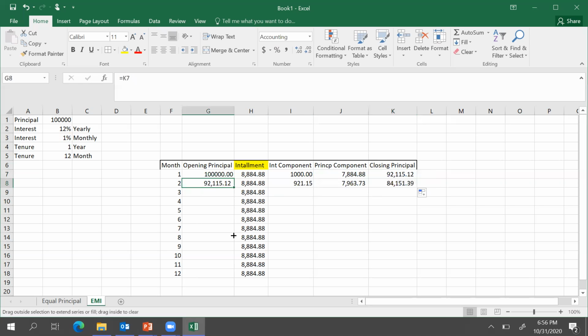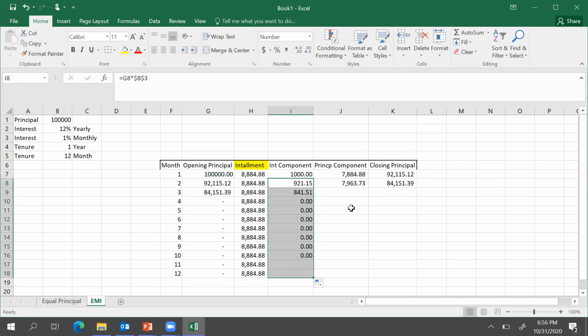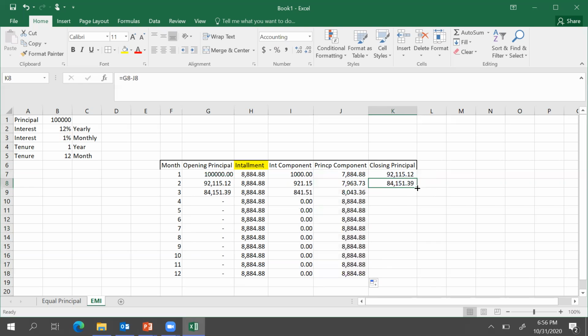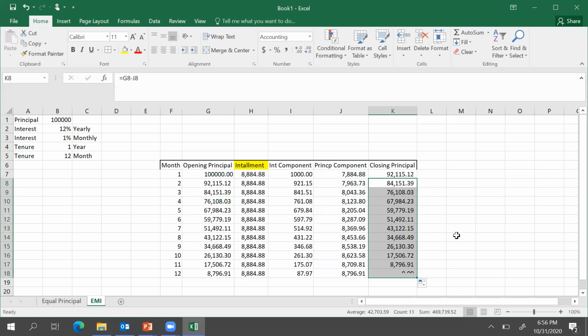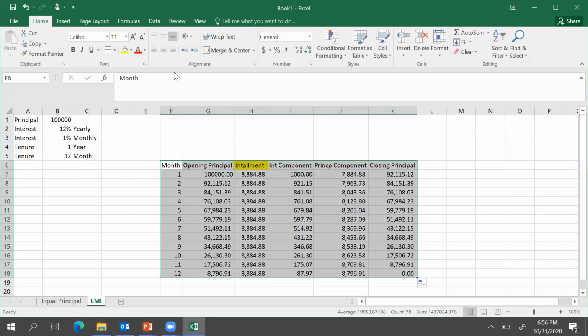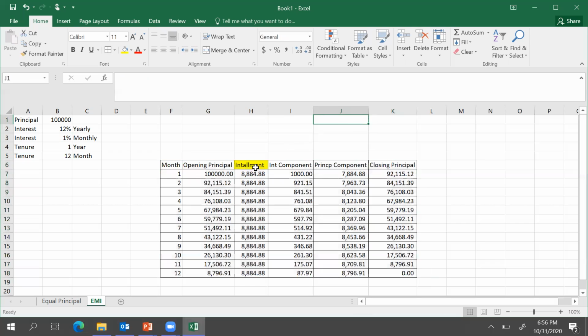So now I will drag all these formulas down up to 12 months. Now you can see that the closing principal at the end is becoming 0. Here you need to understand that the installment is constant. You can see that the interest component is reducing, and the principal component of the installment is increasing. This is the nature of EMI that you need to understand.